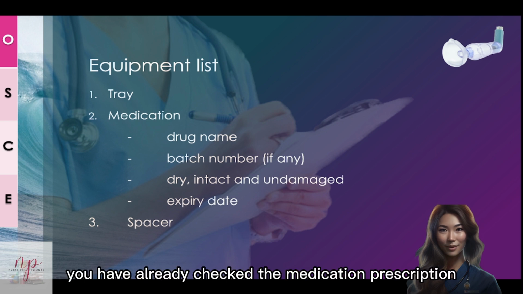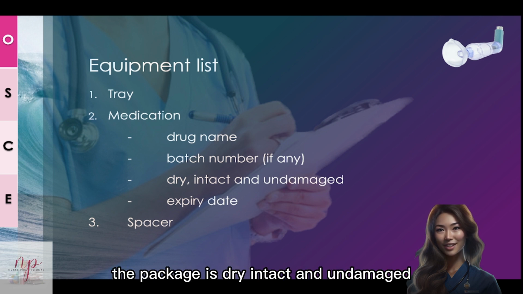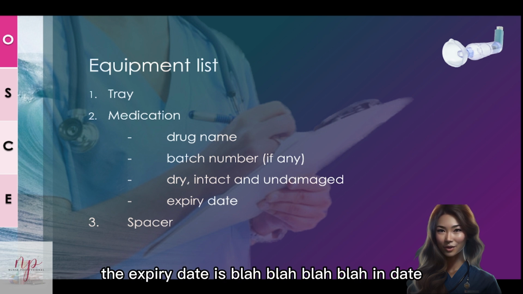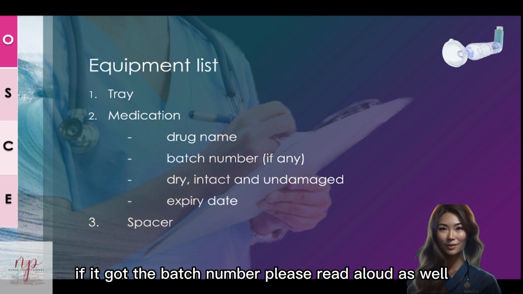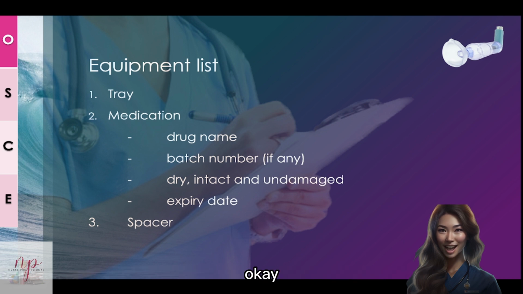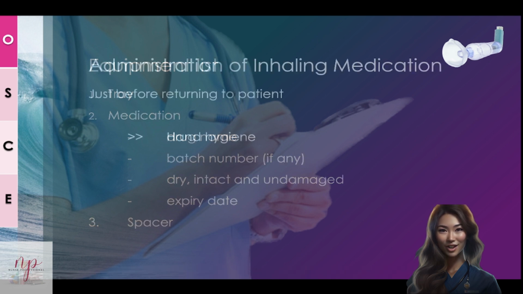So beforehand, you have already checked the medication prescription. So now you check the drug name. Remember, for all the medication, you need to check the package. The package is dry, intact, and undamaged. The expiry date is, for example, in date or not yet expired. If it has a batch number, please read it aloud as well, okay? So for this skill, you also need to get the spacer.